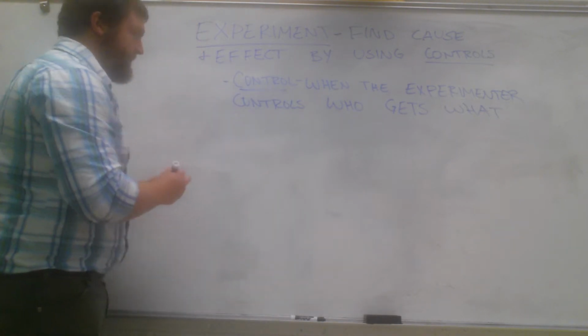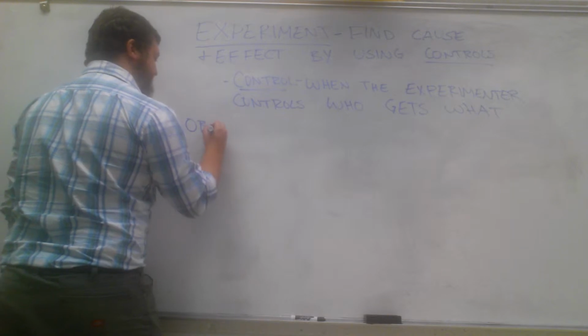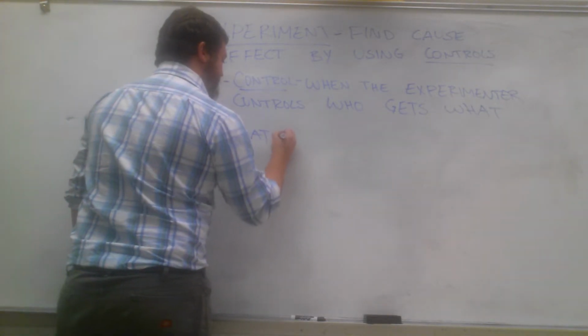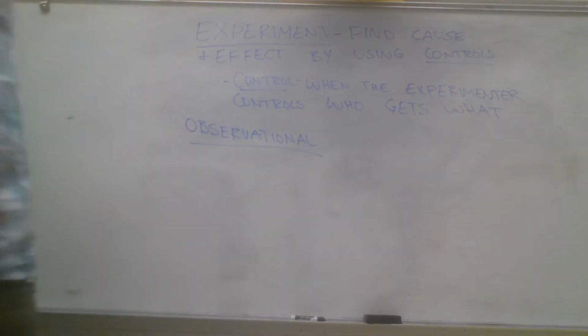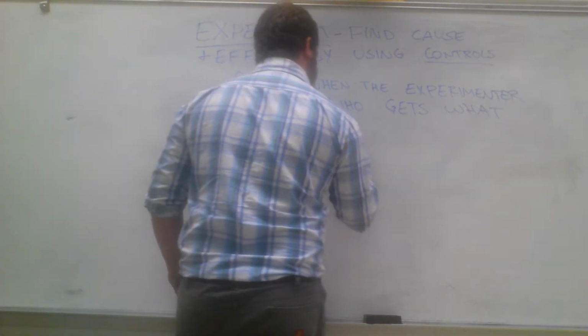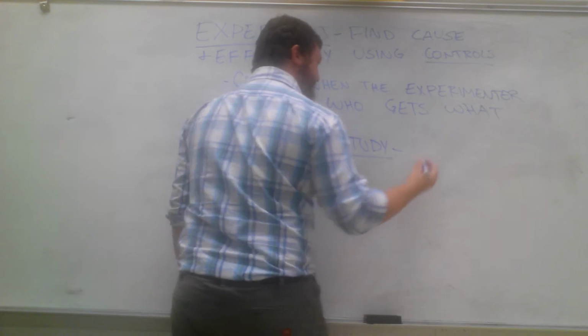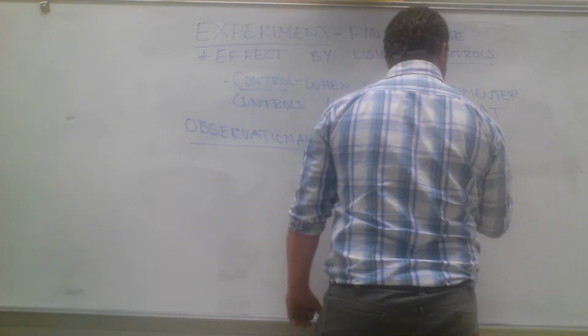That's an experiment. Then you have an observational. So our 4 ways, this is our 4th one. Observational. Let me show you how they do observational. Observational study. Okay. So in this one, you find cause and effect still.